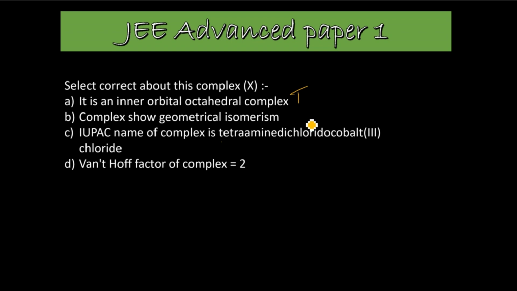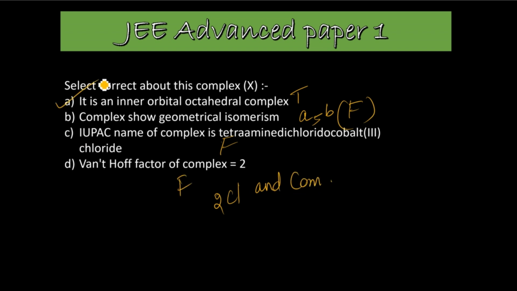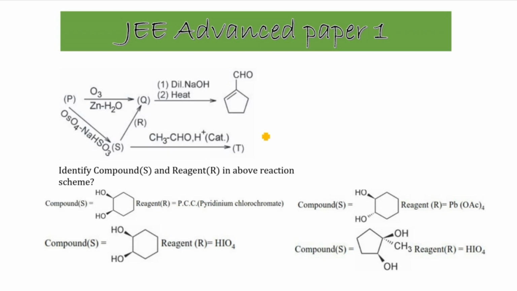Complex shows geometrical isomerism. No. This is an example of MA5B type, so no chance. Then IUPAC name of this complex: tetraammine dichlorido cobalt chloride. No. This is having 5 ammine groups, so this is also a false statement. Van't Hoff factor of the complex is 2. So actually that is 3 because I am having 2 Cl and 1 complex. Okay, so this becomes false. So answer to this question is only A.